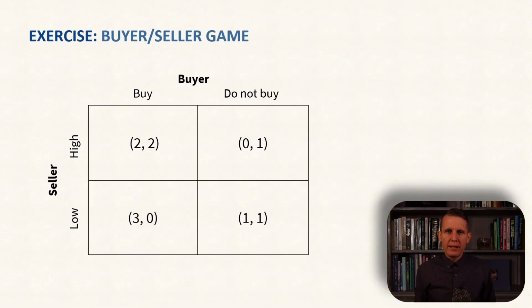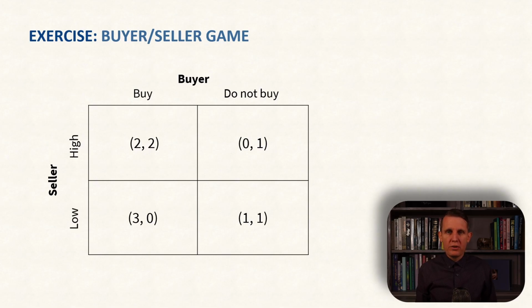Let's look at the following game, which is a normal form game called the buyer and seller game. In the buyer and seller game, there's two players, a seller who's trying to sell a product, and a buyer who's trying to buy a product. The seller can manufacture either a high quality product or a low quality product, and the buyer can choose to buy the product or not buy it.